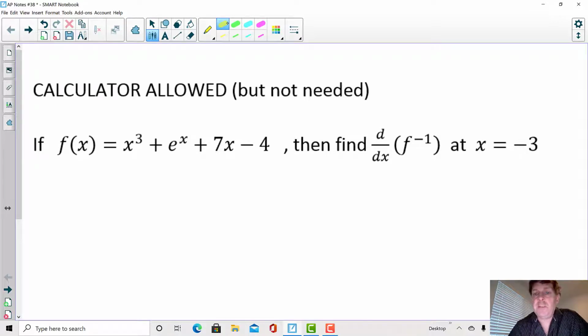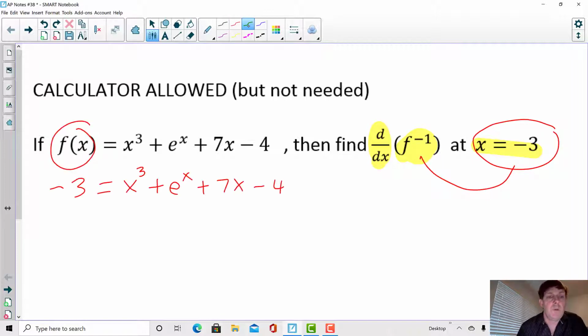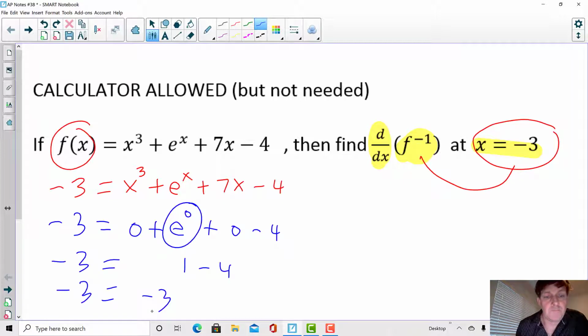Okay, for this one, they're asking us to find the derivative of the inverse when x is equal to -3. Remember, the -3 is an x value for the inverse, but it's actually a y value for the original function. You can use your calculator to solve this if you want, but what I sometimes do is try to plug in an easy number like 0 and see if it works. e to the 0 is 1, and you can see that 0 does work.